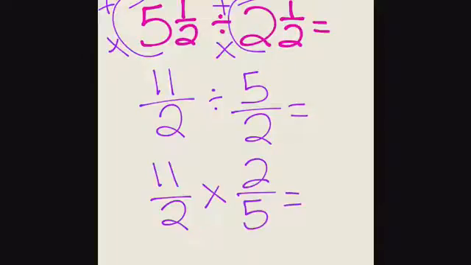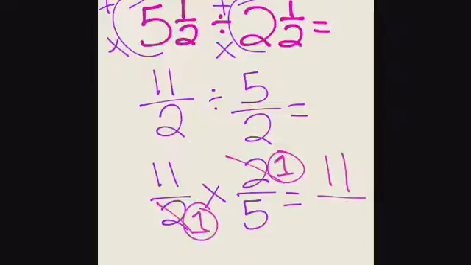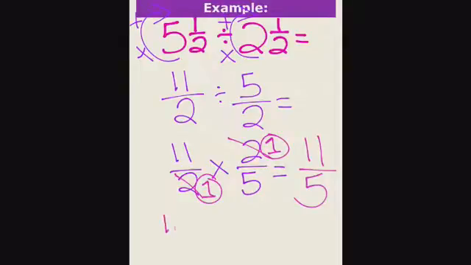Once again, before you multiply, look for anything you can cancel. Here I see both 2 and 2. We can divide them by 2. 2 divided by 2 is 1, and 2 divided by 2 is 1. Nothing else here we can cancel, so multiply straight across. 11 times 1 is 11, and 1 times 5 is 5. So we get an improper fraction of 11/5.